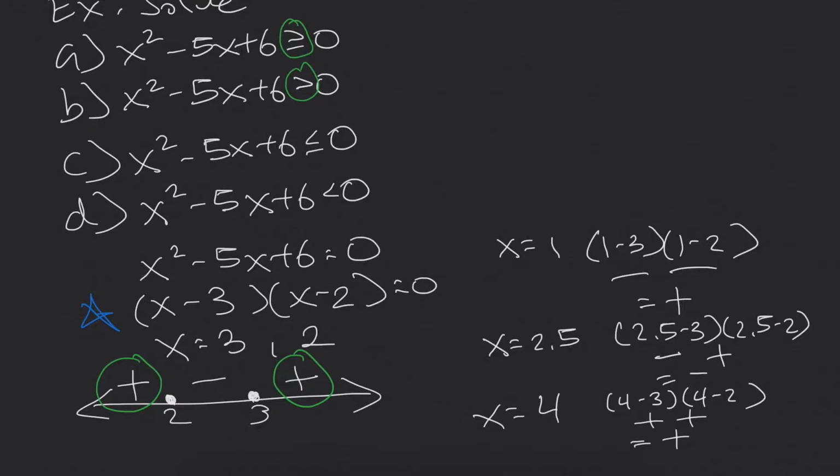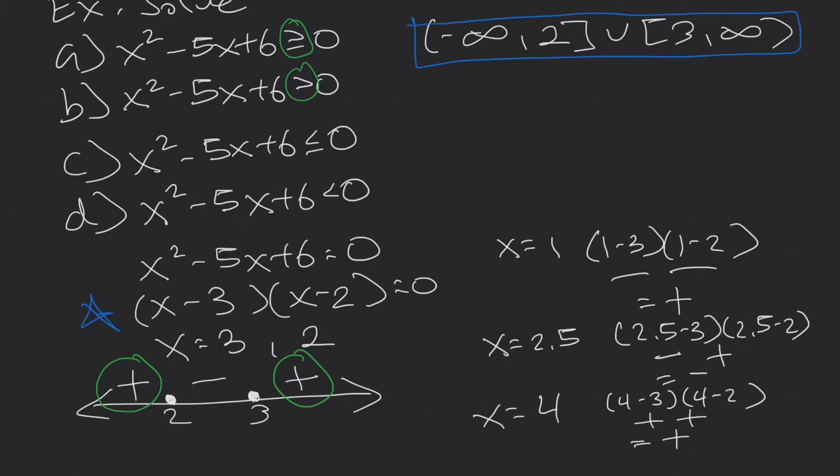And in the case of part A, I also want to know where it is equal to 0. But that's what I figured out first. I figured out it was equal to 0 at 3 and at 2. So in order to write this answer, according to my number line, it's everything to the left of 2, including 2, because I want the equal to there. And then it's also everything to the right of 3, including 3. That's going to be my answer for part A.